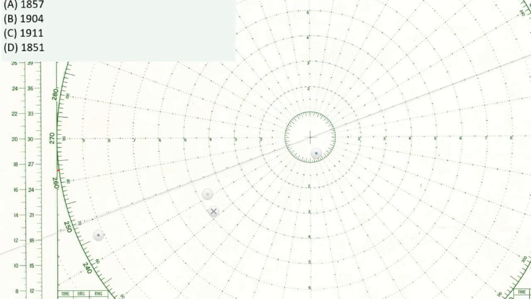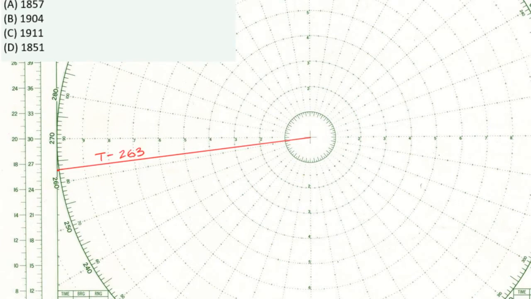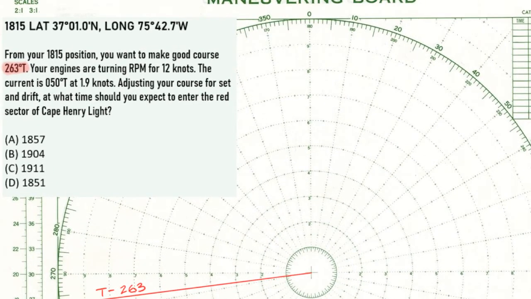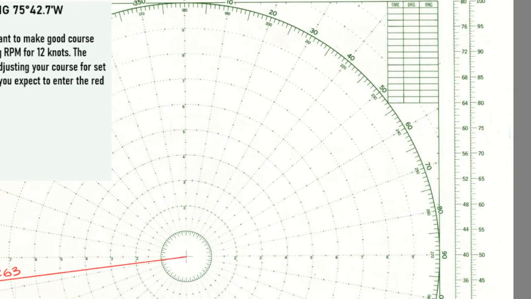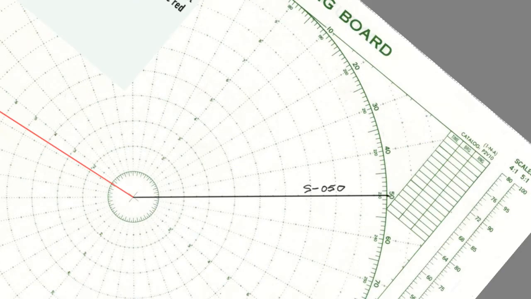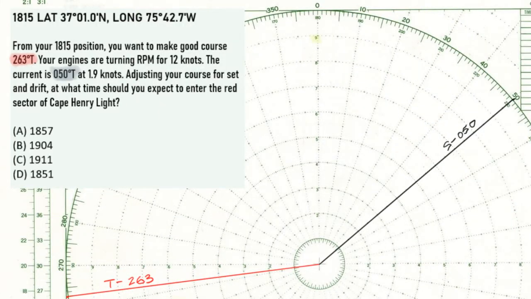Find that and put it onto our maneuvering board. Once we have our track line, we're going to add our set of 050. Find that on our ring and draw that in. We're now ready to plot our speeds, but as you can see up near the top of our sheet, the range rings stop out at 10.